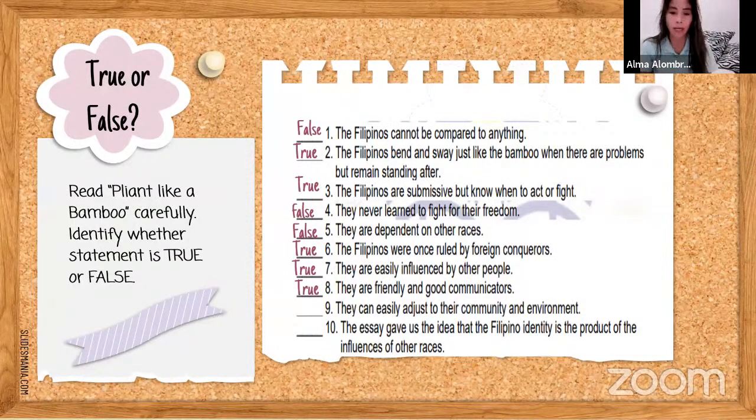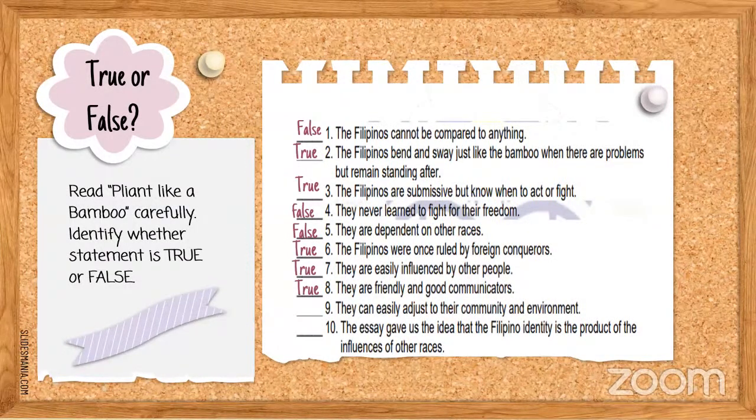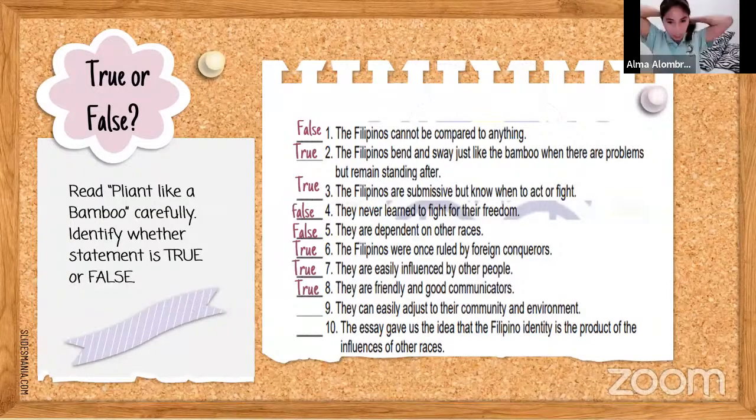Okay, number 9, yes, Eric. They can easily adjust to their community and environment. True po. Yes, they can adjust to their community and environment. In fact, our OFWs, our unsung heroes, are everywhere in the parts of the world and they can adjust easily. So the answer is true. Let's go for the last one, number 10.